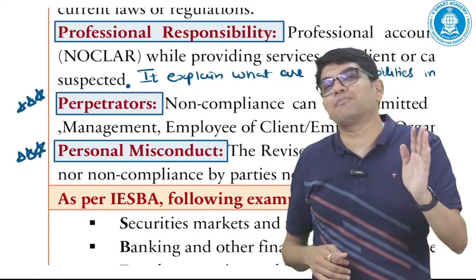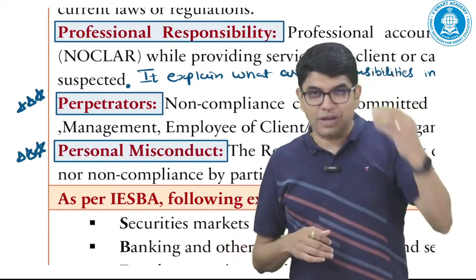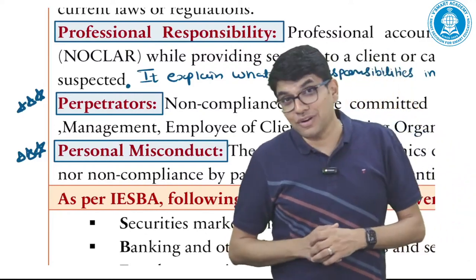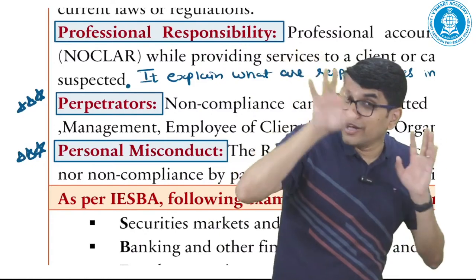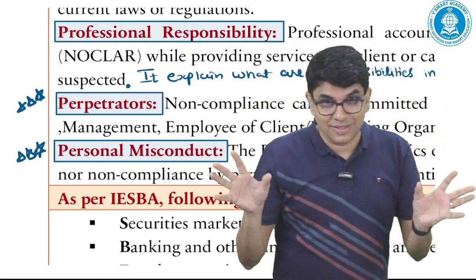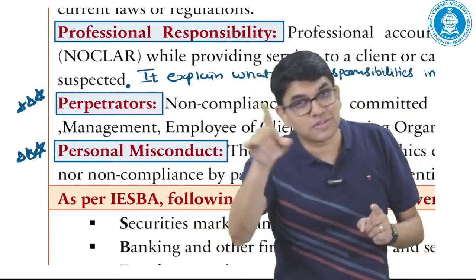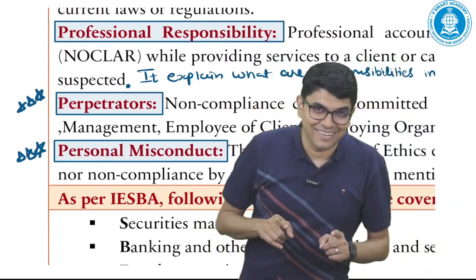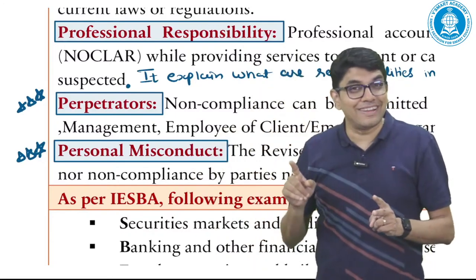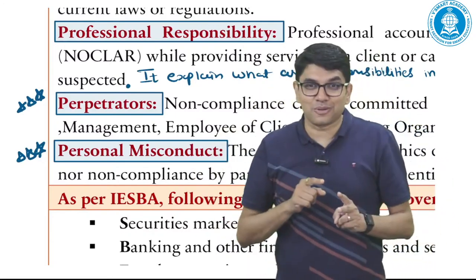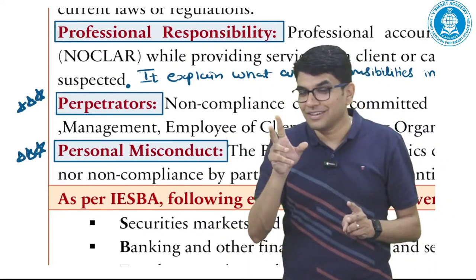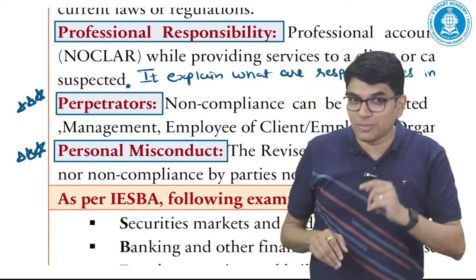So four types of persons are covered if you are doing practice, and four types of persons are covered if you are into job. If a supplier does something illegal, you are not supposed to apply NOCLAR. If a customer does something illegal, you are not supposed to apply NOCLAR. How interesting, a case study may come here, so be careful about it.